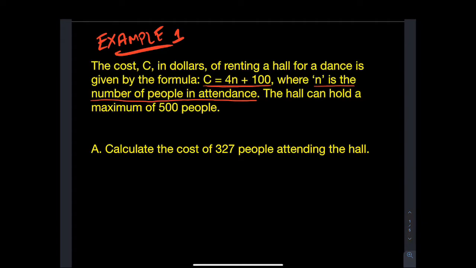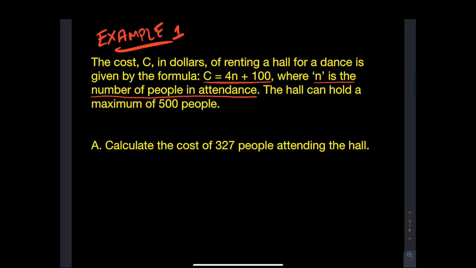Usually with these ones, you'll have them in two parts. One will ask how to calculate just the output of whatever the function is. In this case, it wants to calculate the cost. And then the second part will be trying to figure out what n is for a certain cost. You'll see what I mean here. So for this first one, calculate the cost of 327 people attending the hall.